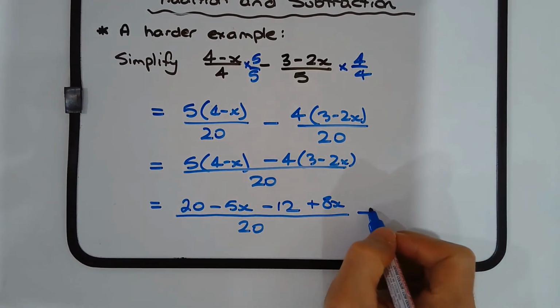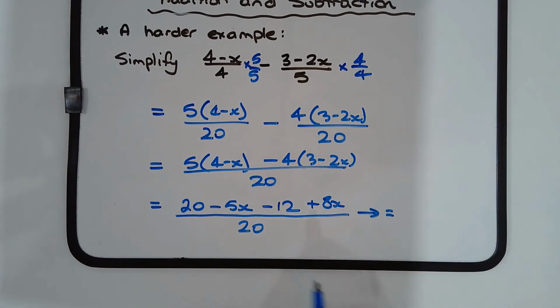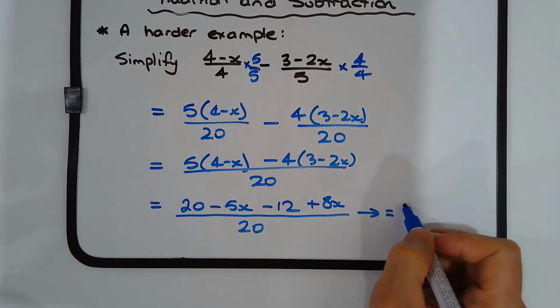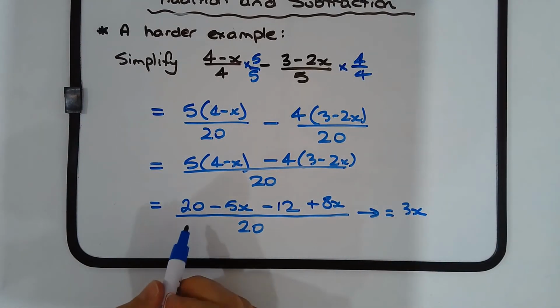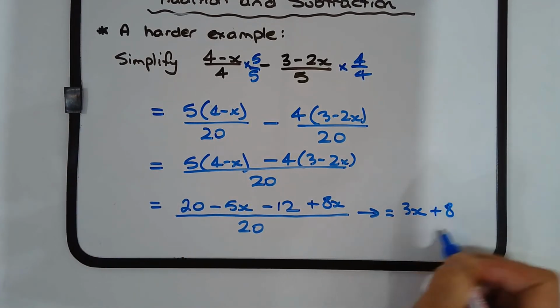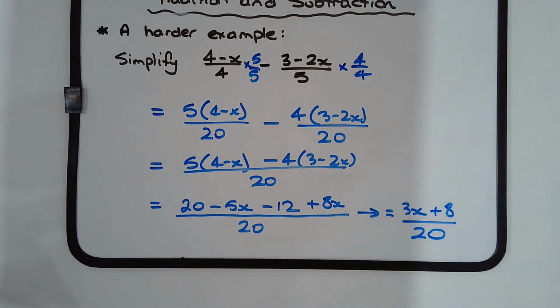And now simplifying the numerator by collecting like terms, we have negative 5x plus 8x is 3x. We have 20 minus 12, that's positive 8, over the denominator of 20.